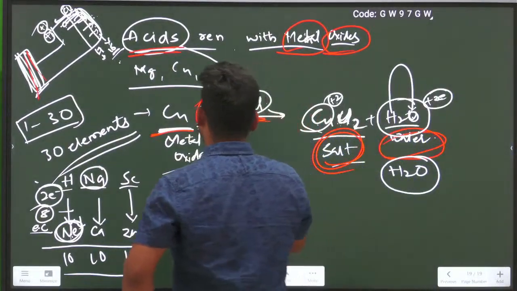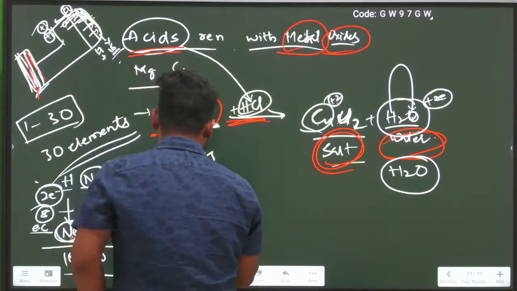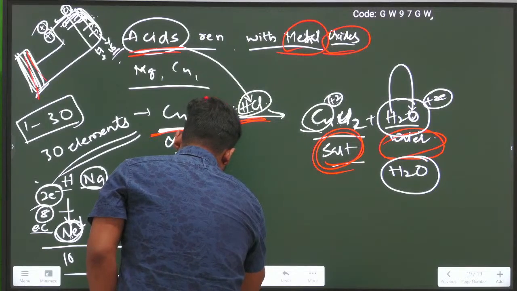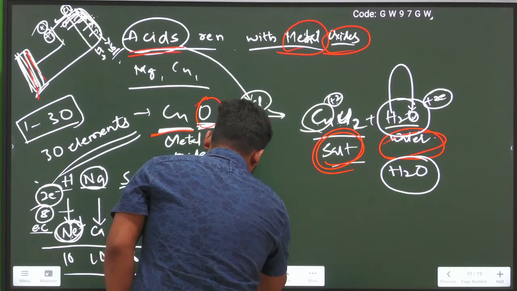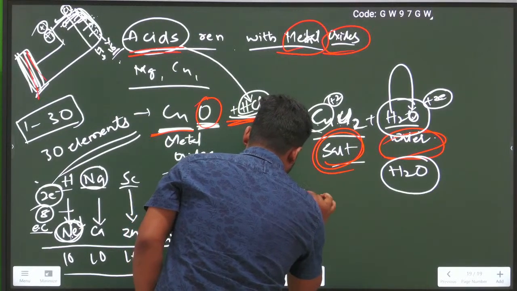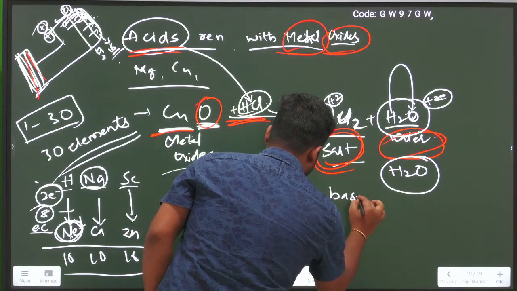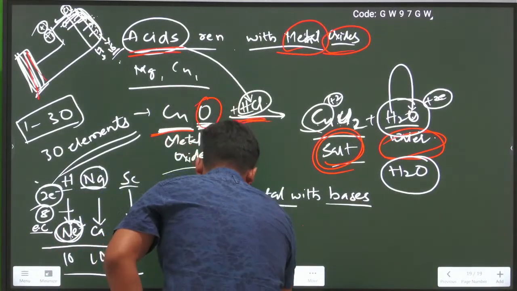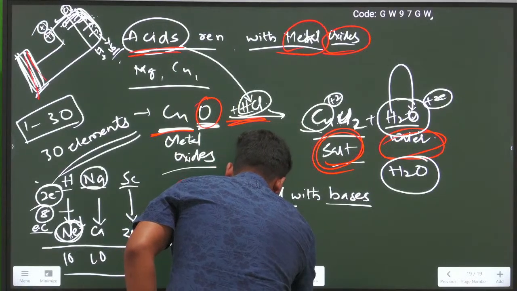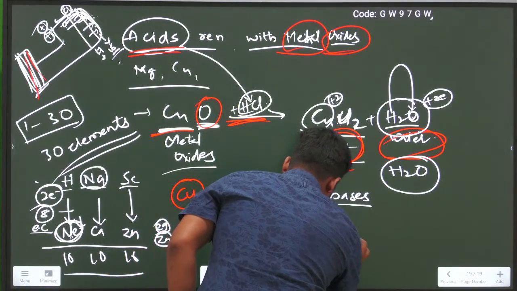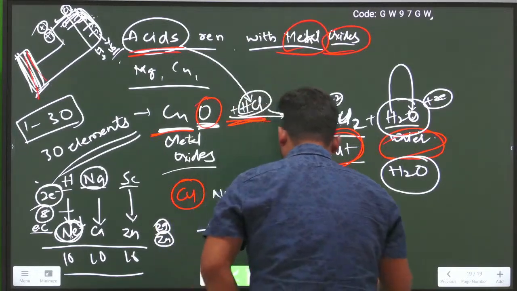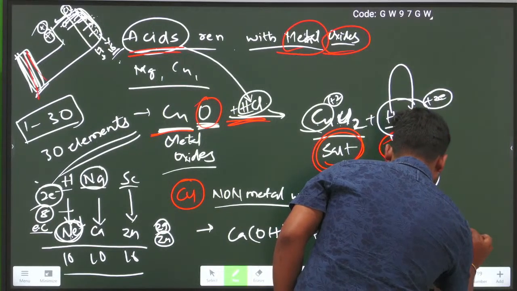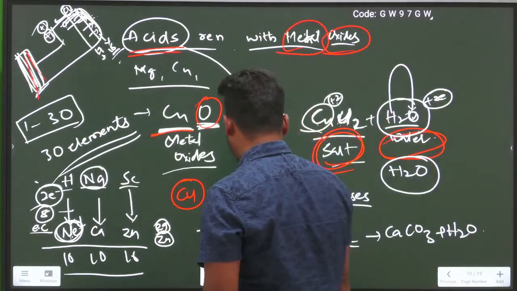And next we are discussing the reaction of acids with metal oxides, and then the reaction of non-metals with bases. Non-metal with bases, yes or no? This non-metal with bases means, if you take an example, Ca(OH)2 plus this oxide, which is a non-metal oxide, gives rise to CaCO3 plus H2O. Understood this point? Yes.